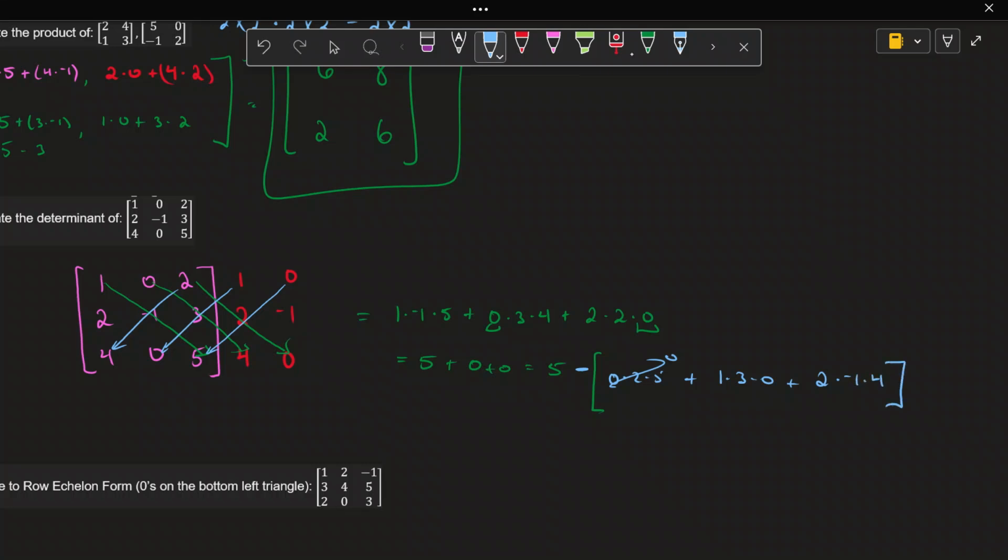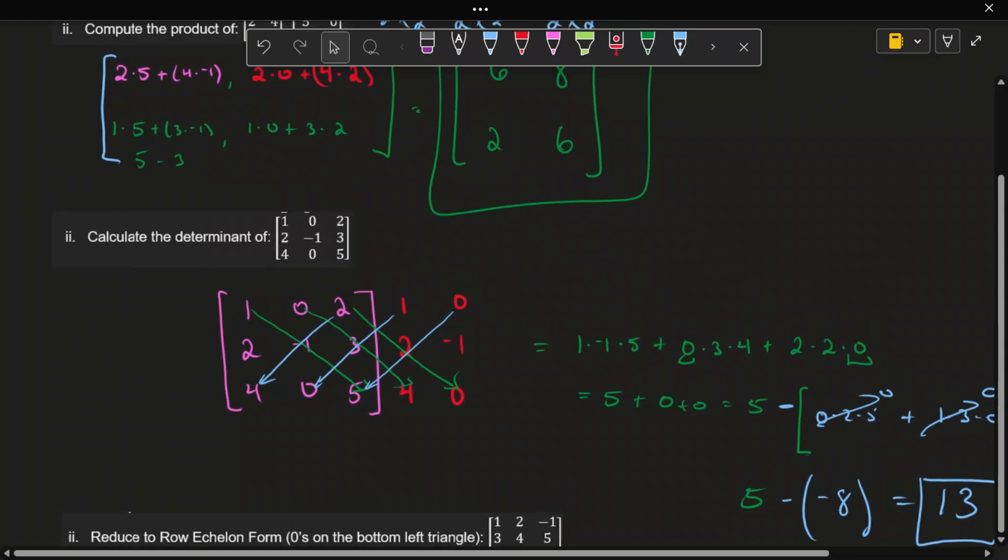So what we get is 5 minus, that becomes 0, this becomes 0, and this becomes what? 2 times 4 is 8, times -1 is -8. So we have 5 minus -8, and that is equal to 13. So the determinant will be 13.